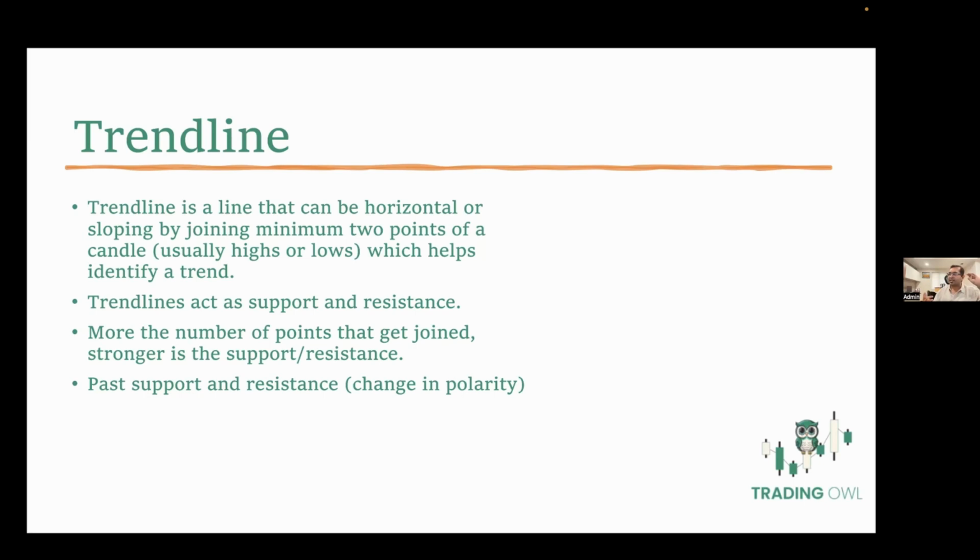Trend lines usually act as support and resistance. The more points that get joined, the stronger the support or the resistance. And lastly, past support and resistance: something that was a resistance in the past becomes support going forward once the price has crossed it. Likewise, if something is support and the price goes below it, it becomes a resistance going forward. That is nothing but a change in polarity. Now we'll see each of them individually.